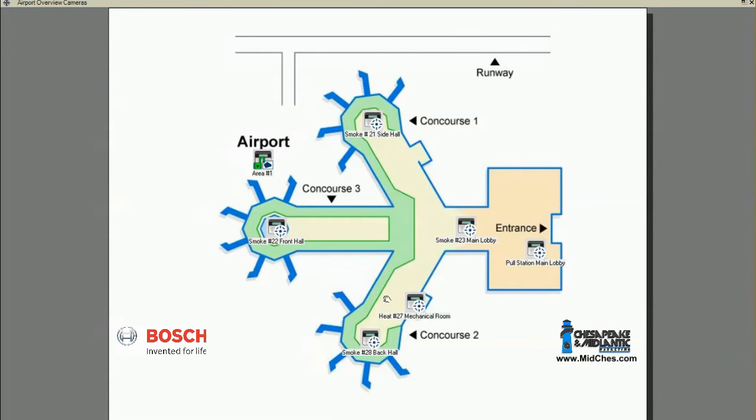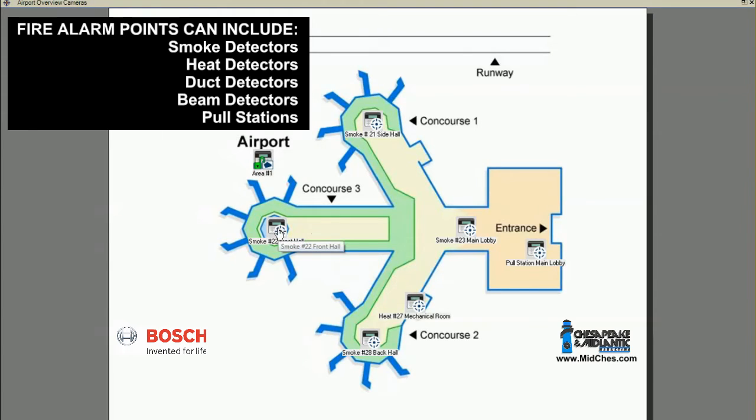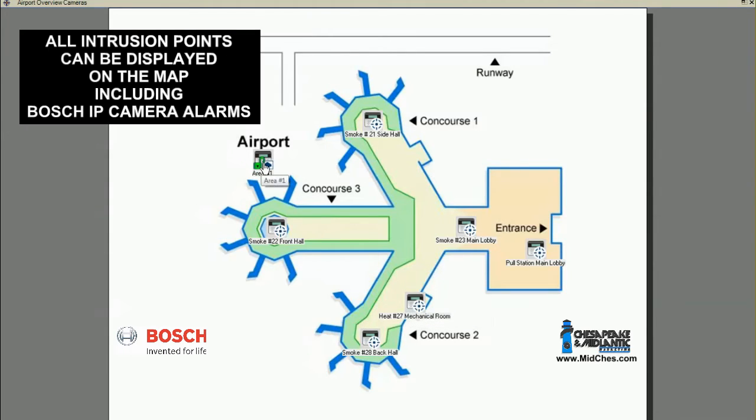In this example is an airport that shows a couple of concourses. We have a couple of different icons that are shown for actual points in the system: a couple of smoke detector points, a pull station point, and a heat detector. We also show the area point. We have control of the devices in the system.